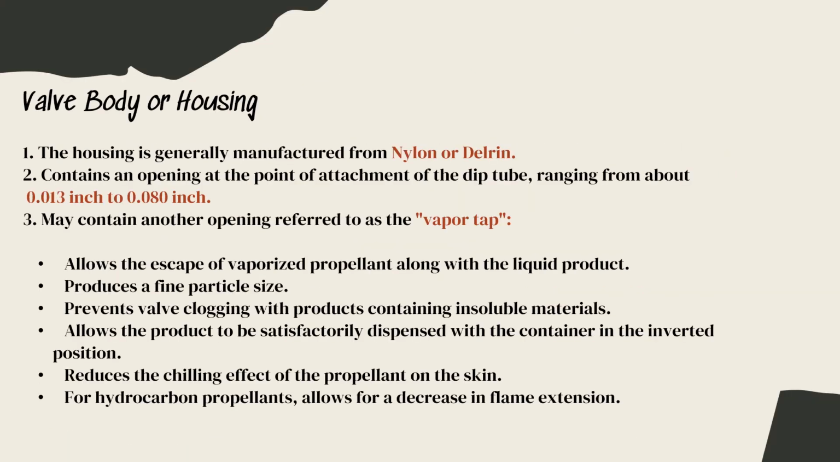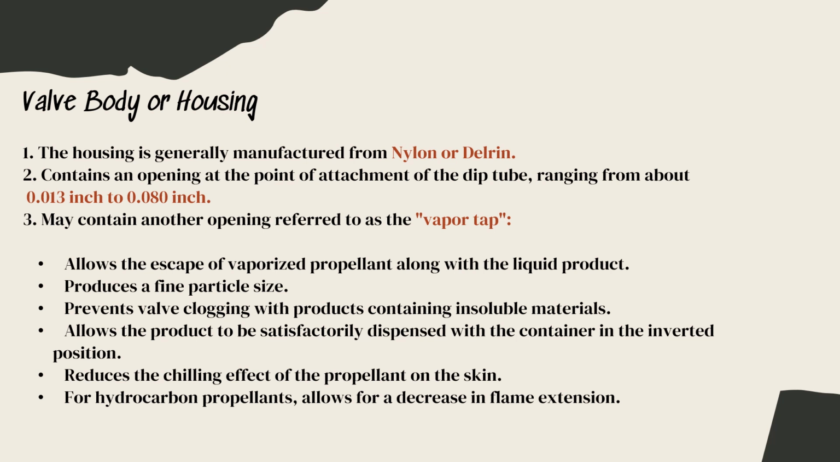वॉल्व बॉडी और हाउसिंग. जो वॉल्व बॉडी होती है वो जनरली मैन्युफैक्चर होती है नायलॉन से या डर्लिन से. इसमें कंटेनर की ओपनिंग का साइज होता है 0.013 इंचेस टू 0.080 इंच. और इसमें अनदर ओपनिंग भी हो सकती है, उसको हम वेपर टैप बोलते हैं, which allows escape of vaporized propellant along with a liquid product.